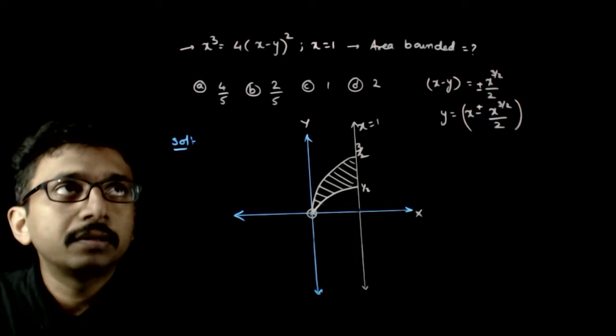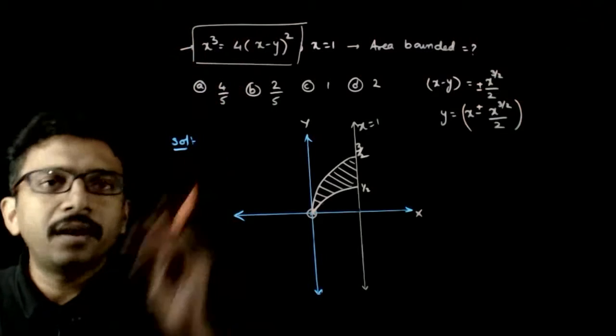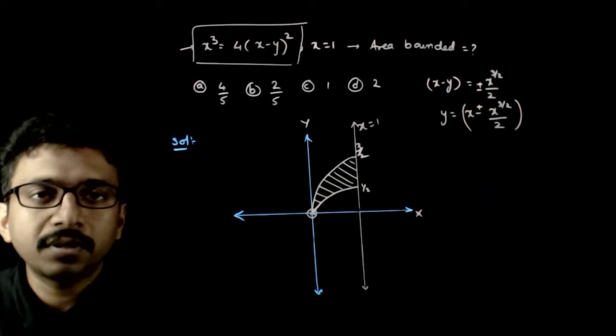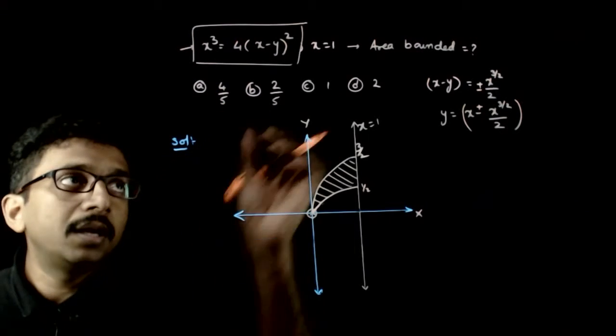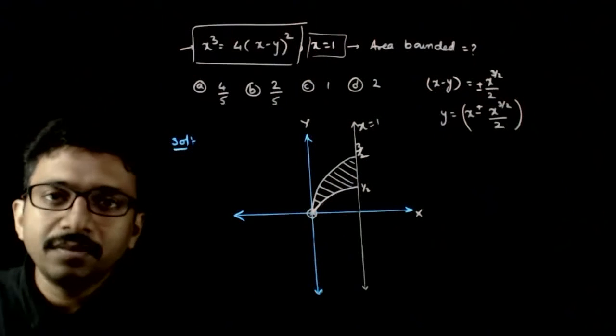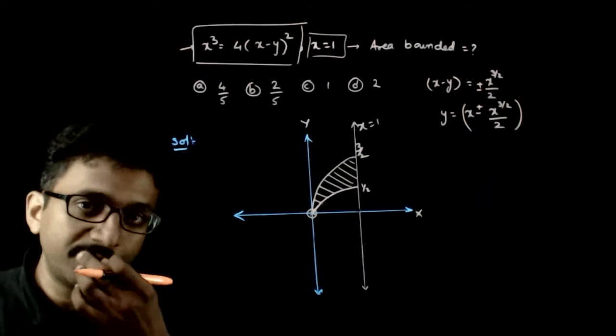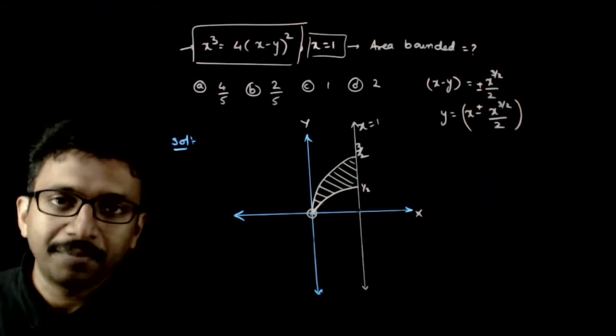So welcome students. In this question, you are given that the equation is x cube equals 4 times (x minus y) whole square, and x is equal to 1. You are asked to find the area bounded by these two curves. So first, let us try to plot these curves before trying to find the area.